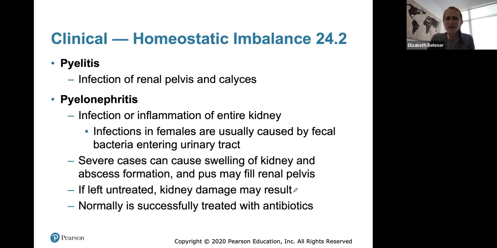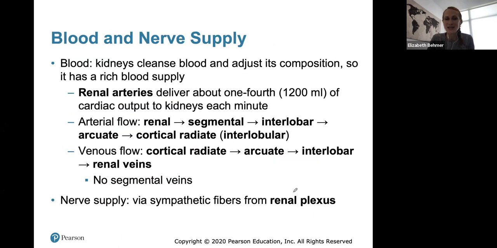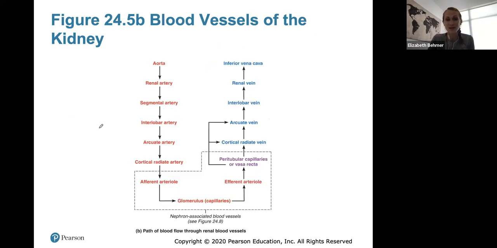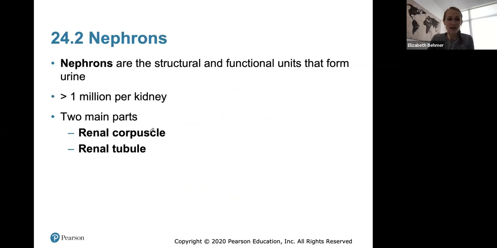Here's a look at some inflammations of the renal pelvis or the entire kidney. I don't think I asked you questions about this. You should know blood flow through the kidney, so how the renal arteries deliver blood to the kidneys each minute, about 1,200 milliliters, which is a lot, and then the arterial flow through the kidney as well. So here's a good review of the blood vessels of the kidney and how they lead the blood through the kidney, which is important because your kidneys are the main filtering mechanisms of the blood for the body.